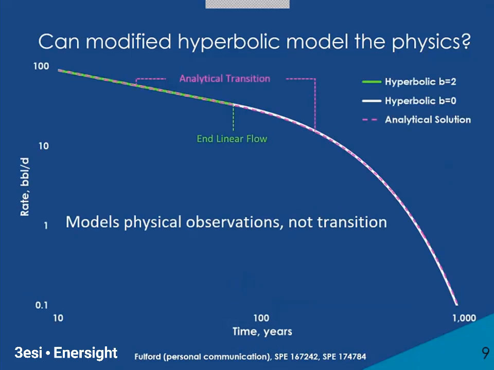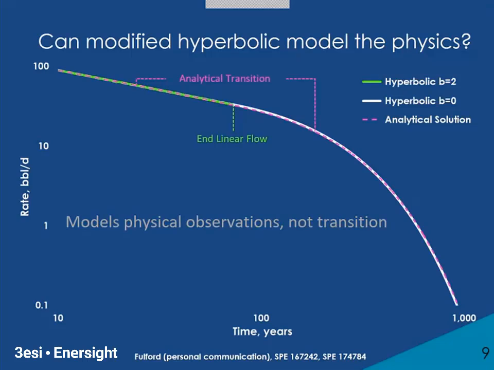Well, as we look and compare the answers of the solutions, what I'm showing you here in purple is the analytical rate time solution that we have for this problem. And in white, I'm showing you the modified hyperbolic equation. White and green. Green being the linear flow portion. So we can model the physical observations using both of these equations, and they overlay each other. So how can that happen?